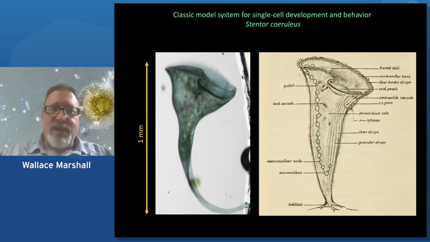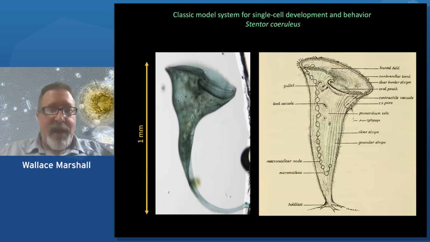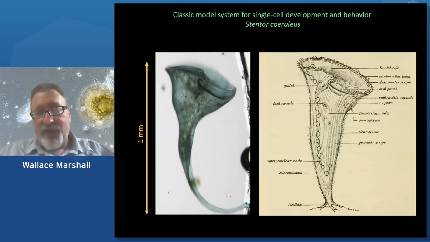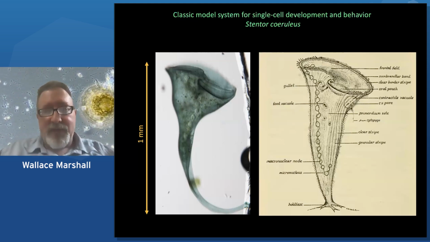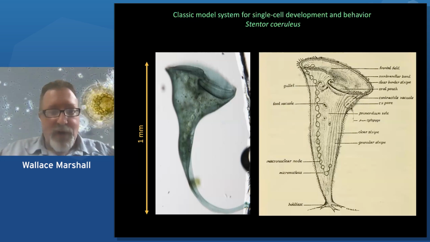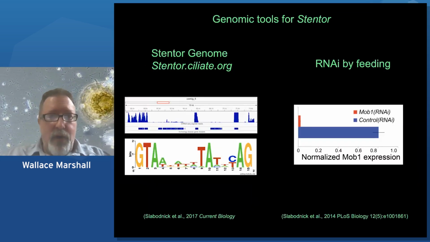And it's been a classic model system for 100 years, not only for studying how cells build complicated structures, but also for how cells do behaviors. And so Jennings, for example, had a lot of studies on Stentor, more than a century ago.